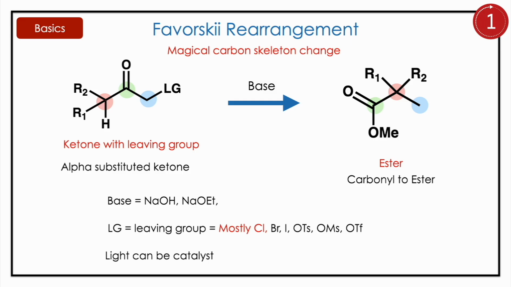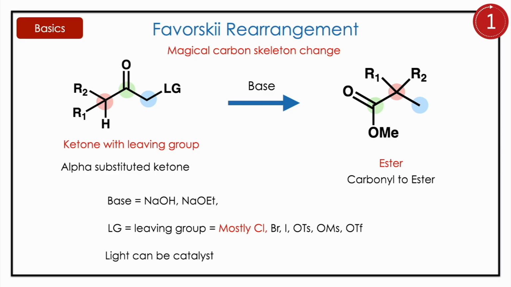First, let us see what is Favorskii rearrangement. It is a carbon skeletal change reaction. Normally, it occurs with a carbonyl group, one leaving group, and a carbon with an acidic proton, the alpha hydrogen. So, if you use a base, rearrangement happens, and you end up with an ester. So, you start from an alpha substituted ketone and go to the ester.